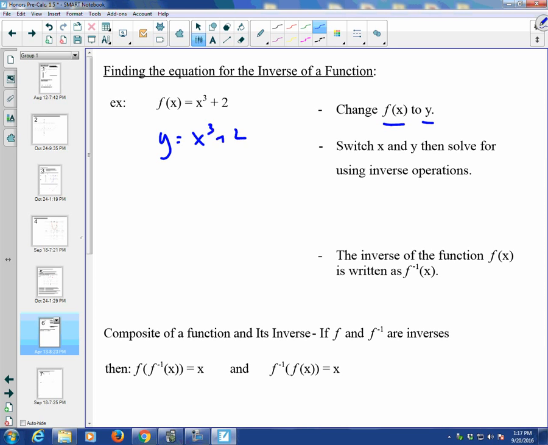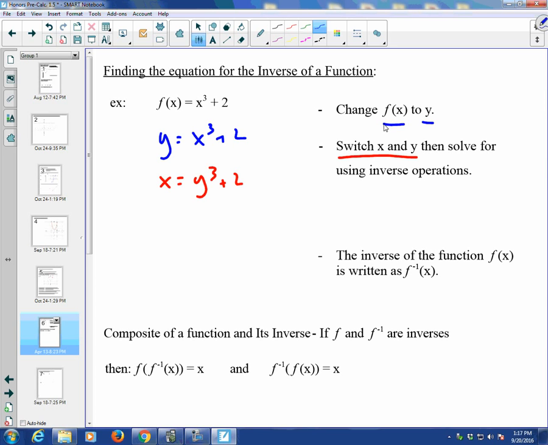cubed plus 2. And then the thing that we do to create the inverse is switch the x and the y. So right here, we switch the x and the y, and that gives us x equals y cubed plus 2. Now technically, at this point, we have an inverse. But in general, we want our inverses to be functions of x. And so that's going to mean solving for y here.